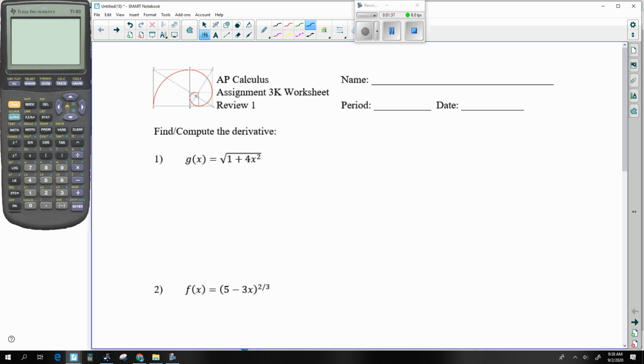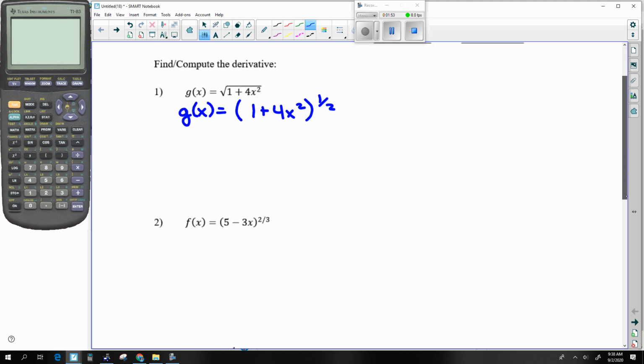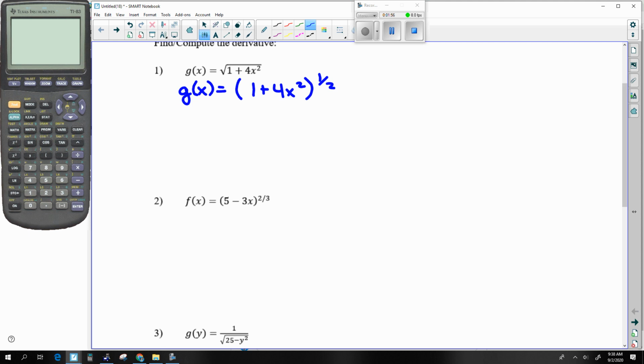All right, so problem number 1. Before I actually do this problem, I am going to rewrite it. I don't like square roots, I don't like third roots and things like that in my problems, so I eliminate them through the use of exponents. All right, so now I can see my chain rule much easier.